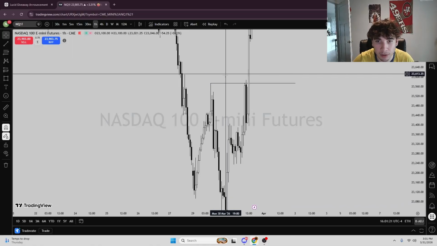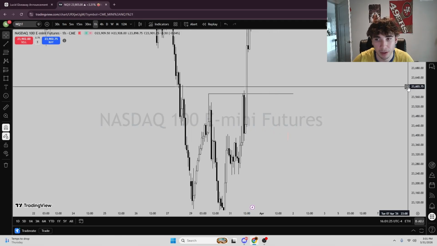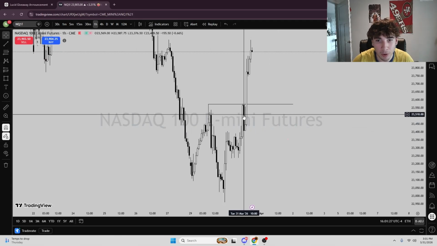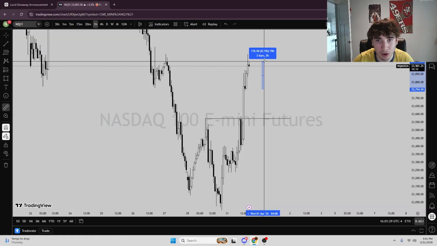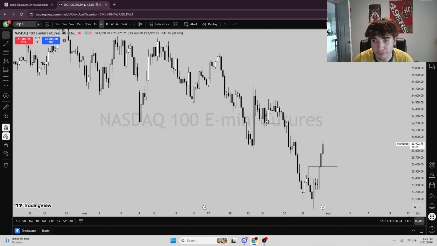We never closed above it, and then look what happens. We wick down over 200 points after not closing above it. But look what happens when we close above it. We go up another 180 points, and you can find examples of this almost everywhere. But again, the higher time frame holds more power.